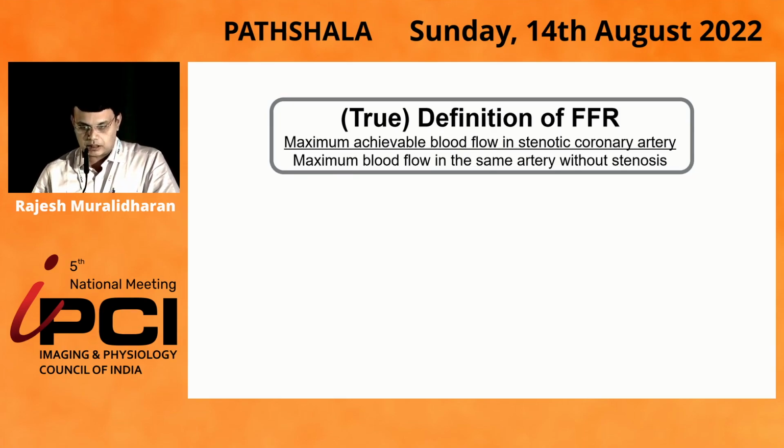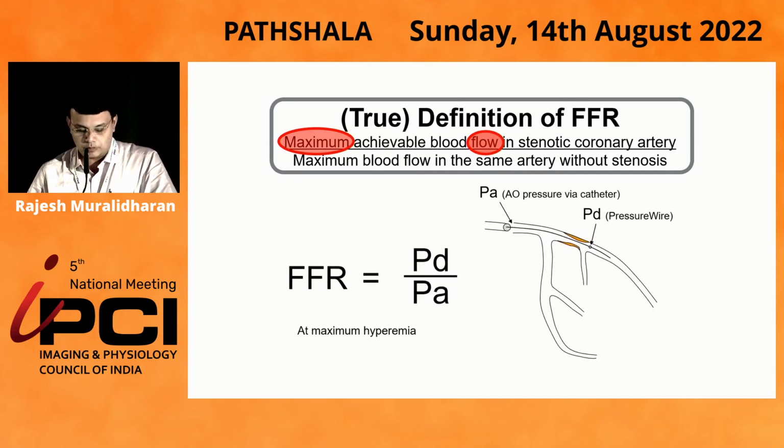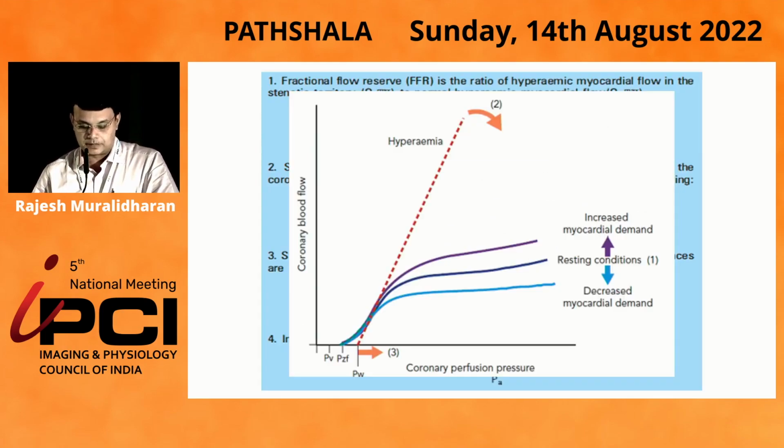There are 2 terms that are of most importance. One is maximum and 2 is flow. Although in clinical practice we know fractional flow reserve as the ratio of the pressure distal to the stenosis and that proximal to the stenosis, it's actually a measure of flow. How flow can be equated to pressure we will see in the subsequent slides, but the more important word here is maximum. For youngsters attending this, there is nothing called baseline FFR. Even if you get a low Pd/Pa after putting the pressure wire, you still need to give hyperemia to tell that you have measured the FFR.